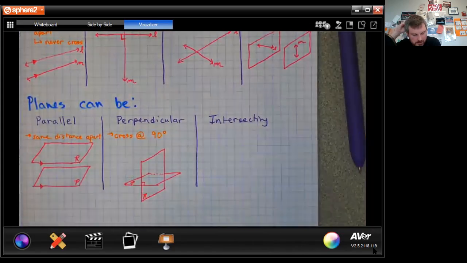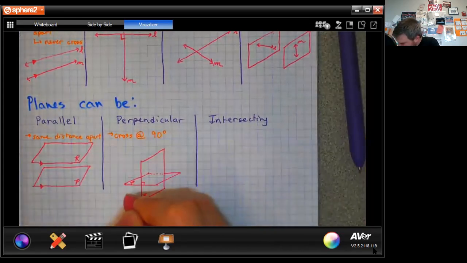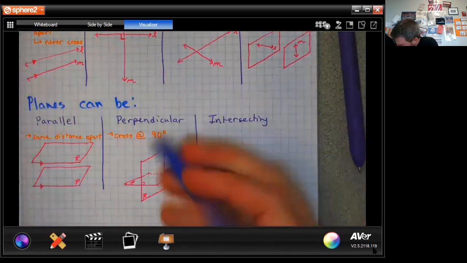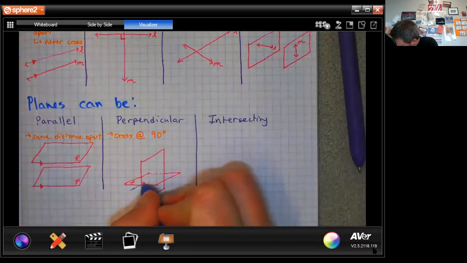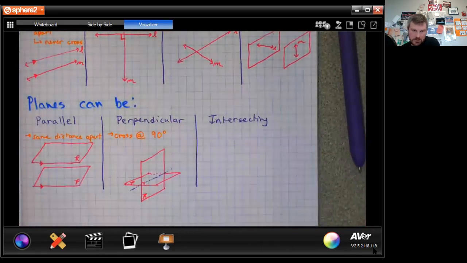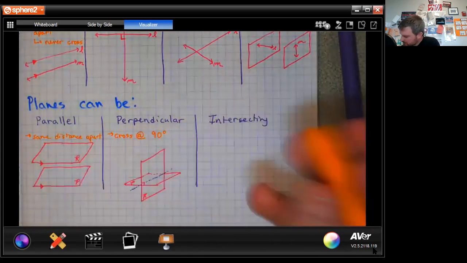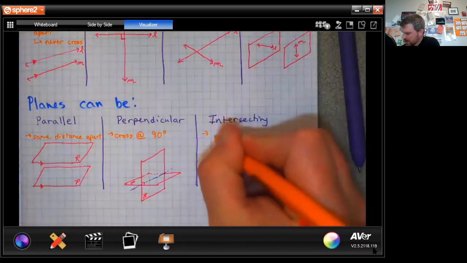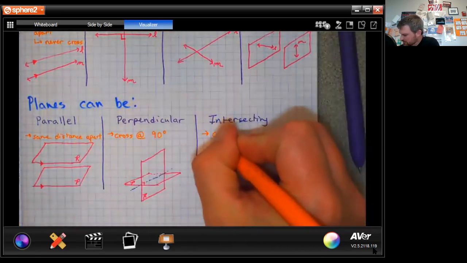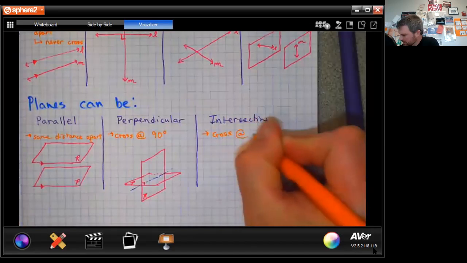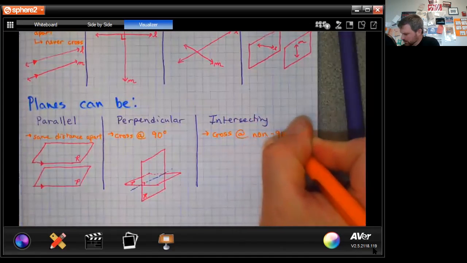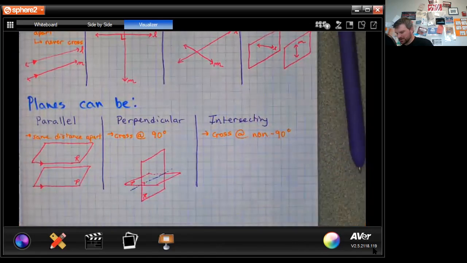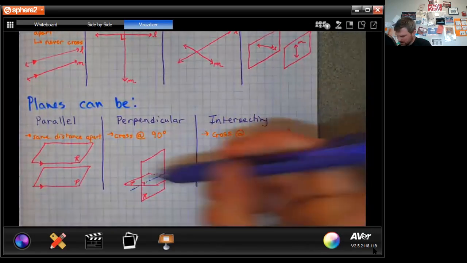Tricky to draw, yeah. And they actually intersect. These two planes intersect right here at a line. Okay, two planes will intersect at a line. And in this case, they are exactly 90 degrees. And we have intersecting planes, which are similar. It's just that they cross at non-90 degrees. So they are going to intersect at some non-90 degree angle.